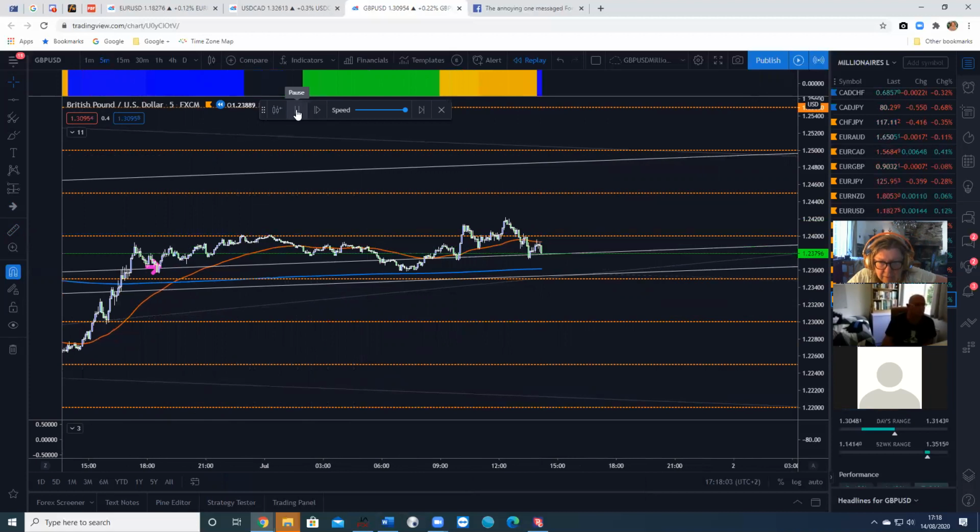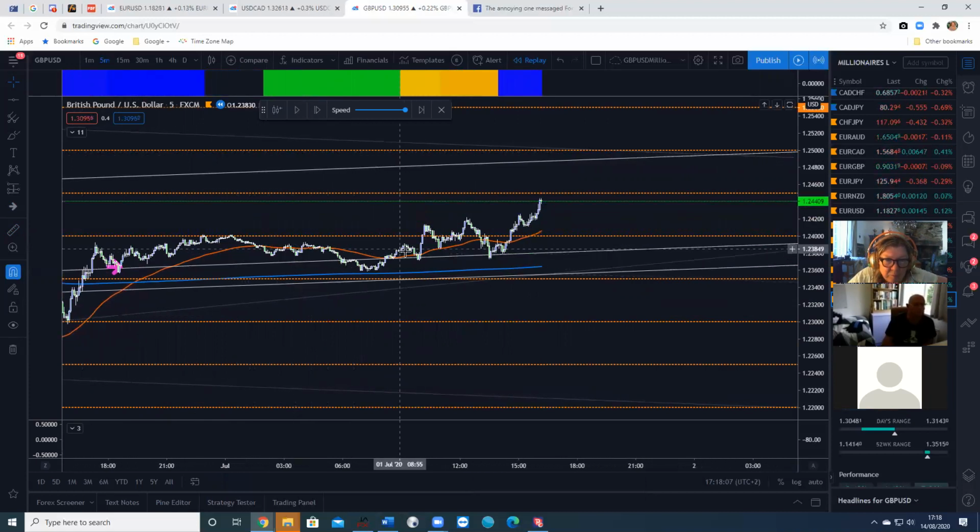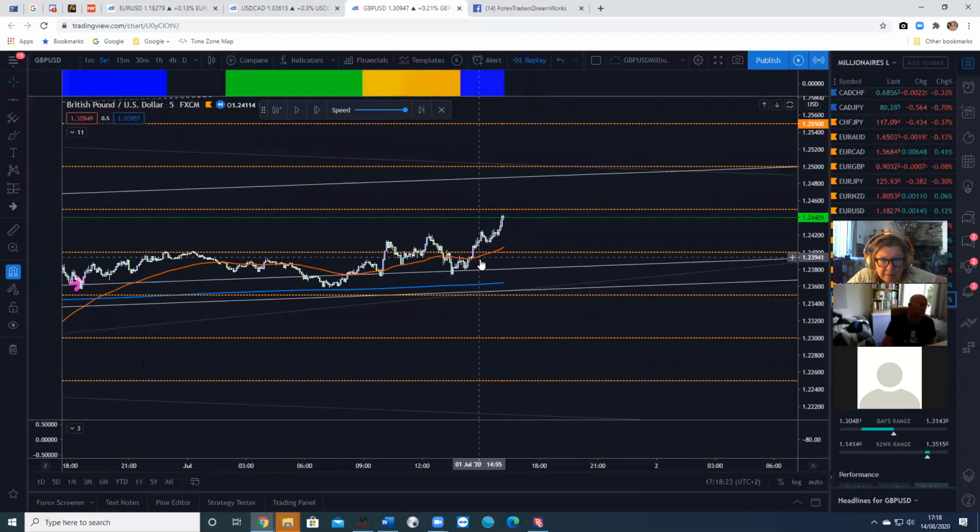And then London again, London break and retest, but you've got quarter theory quite close to it. Probably could have entered there, but not much of a break and a retest. Quarter theory trade, possibly.